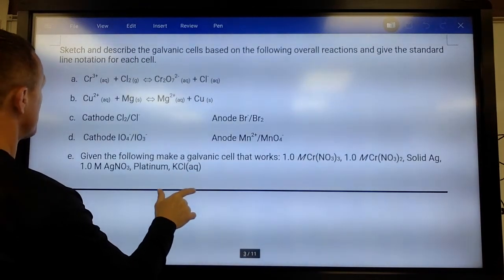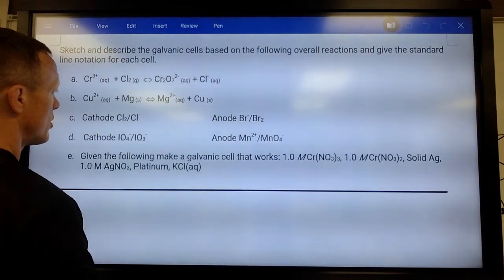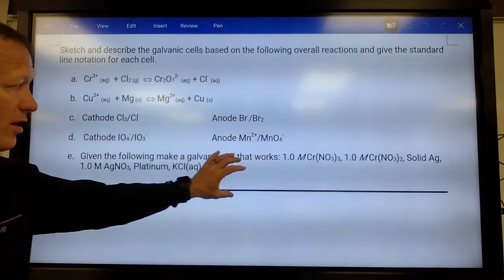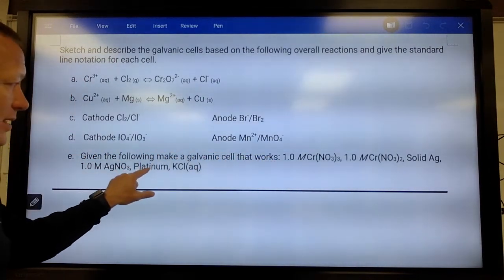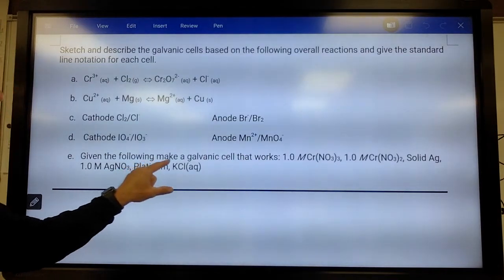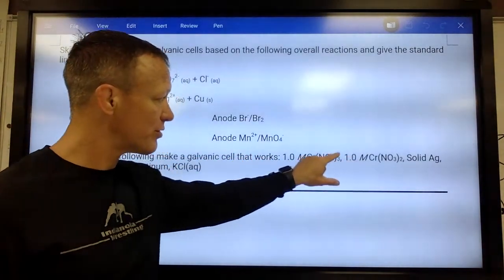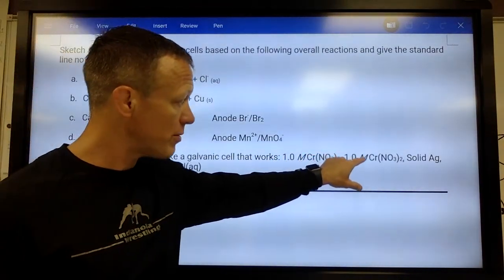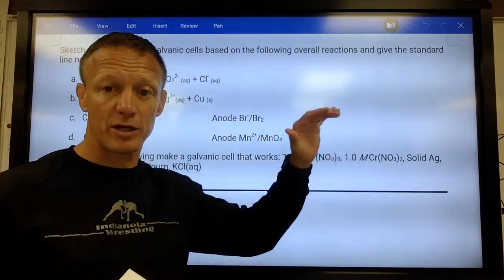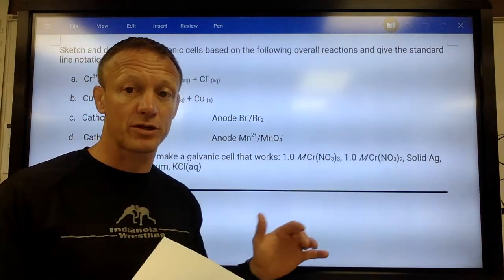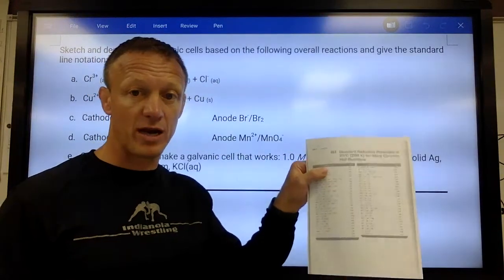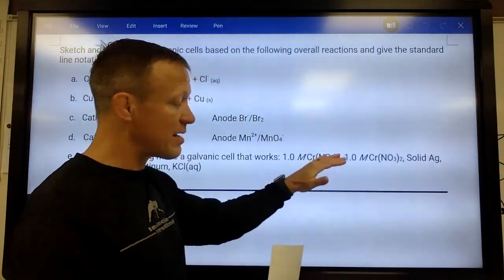Let's go here. I'm going to want you to make this cell. Notice platinum is in it. That is one of the electrodes. You also have 2 solutions here. That means that you have chromium here with a plus 3 charge, chromium here with a plus 2 charge. It must be being oxidized or reduced from plus 3 to plus 2 or plus 2 to plus 3. You can figure that out, which things can be oxidized, which can be reduced on that. So you're going to end up making that cell.